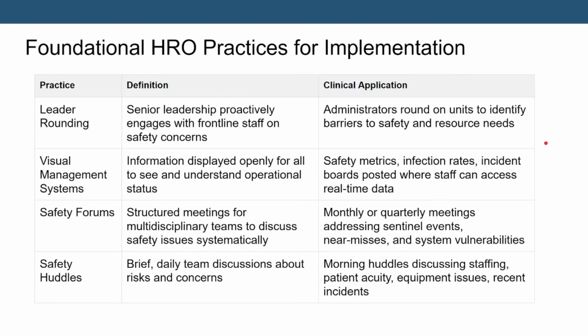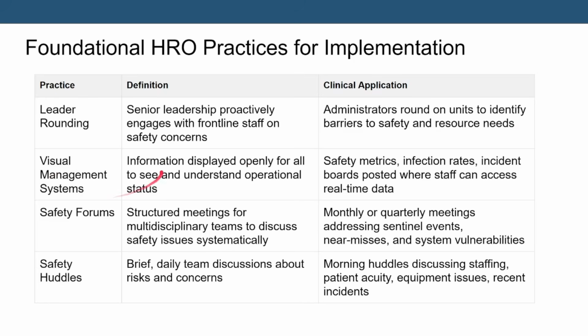The foundational high reliability organization practices for implementation include leader rounding. Basically, this is senior leadership proactively engaging with frontline staff on safety concerns. A clinical application would be administrators rounding on units to identify barriers to safety and resource needs. You should be familiar with this term at least.